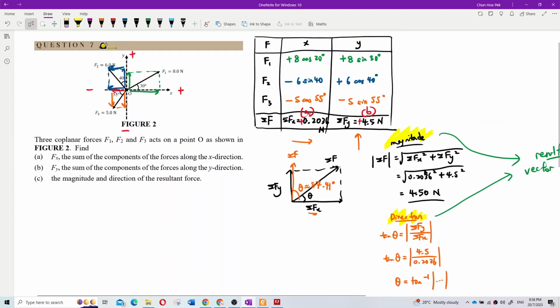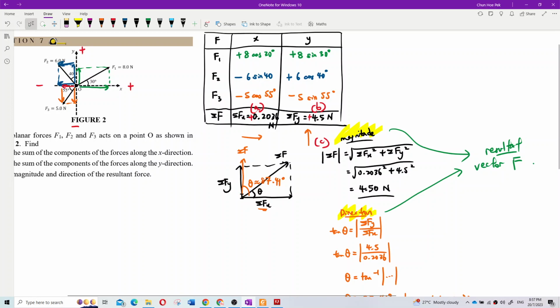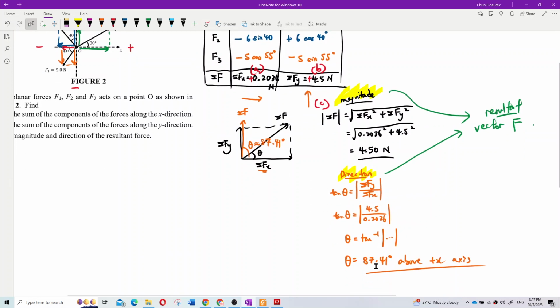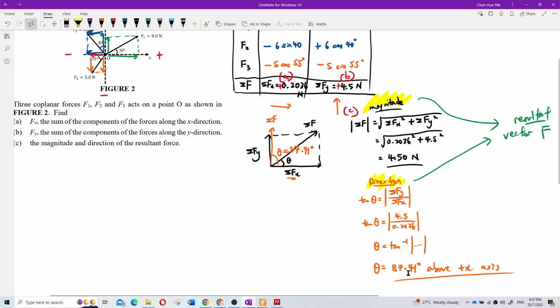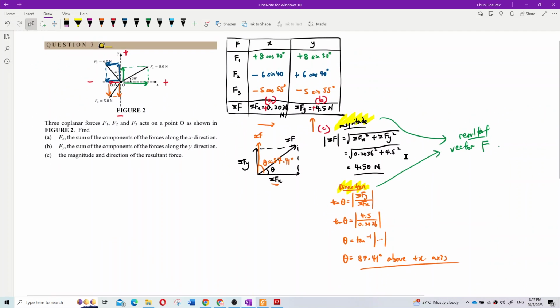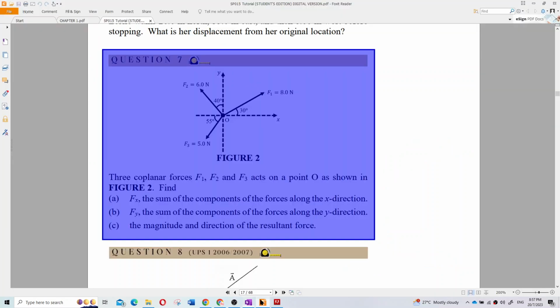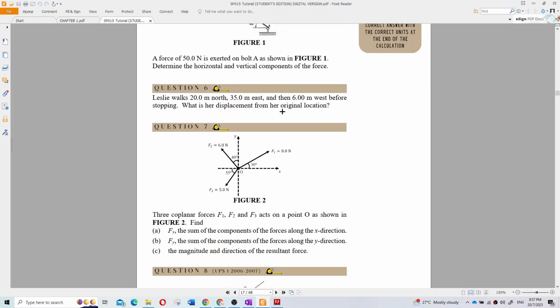Pythagoras theorem, this for question C. Magnitude and direction. So we have both magnitude, 4.5, and direction, 87.41 degrees above positive x-axis. So we have the magnitude and direction of the resultant force. Okay, so that's it for this part. For other questions, I will discuss again in our tutorial class.